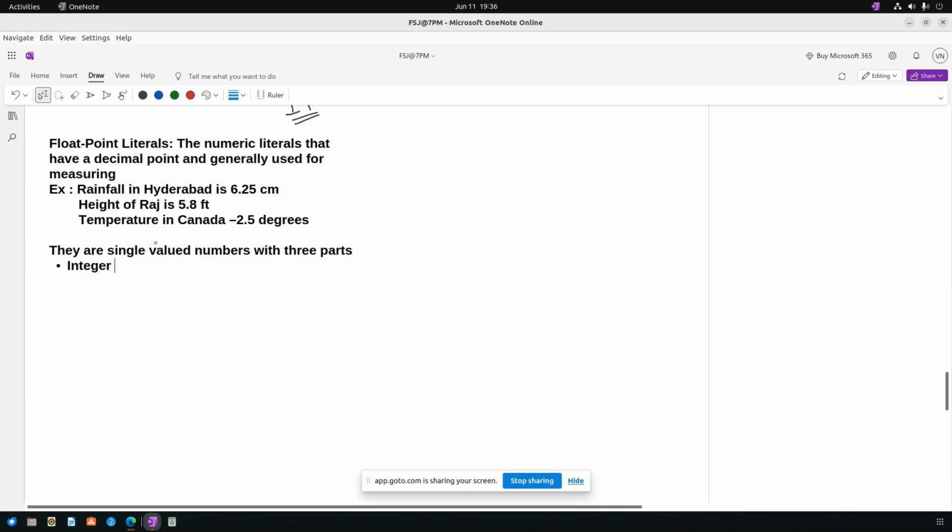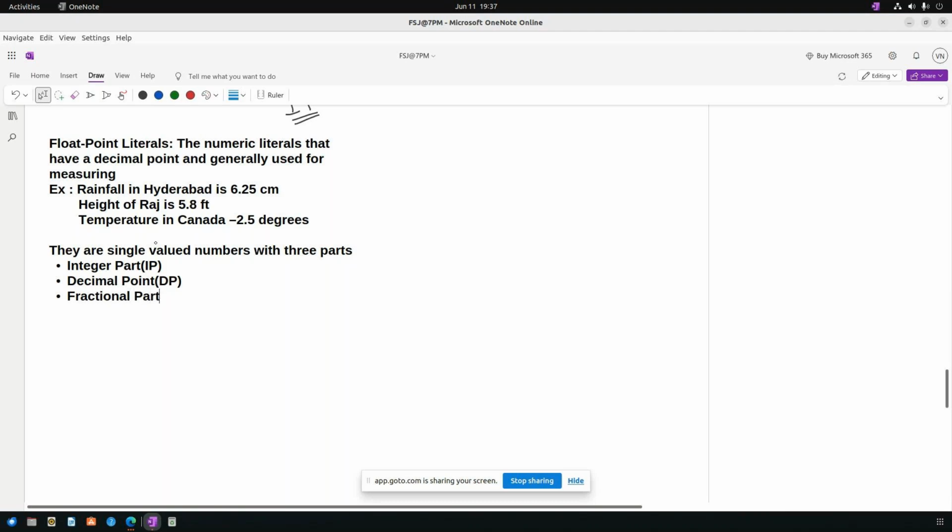Okay, so what is the first part? Integer part, we call it as IP. Next we say decimal point, which is going to be DP. And last one we call it as fractional part.